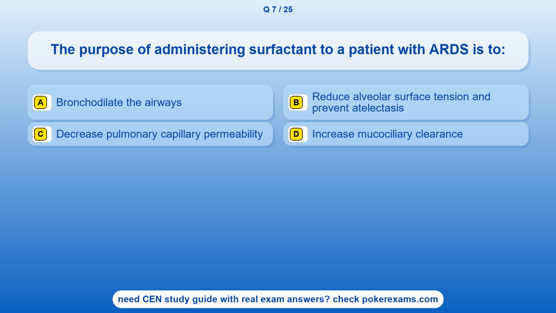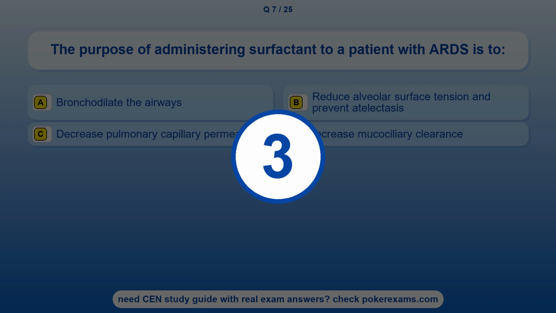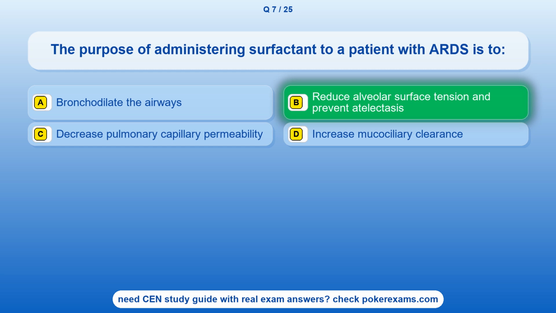Question 7. The purpose of administering surfactant to a patient with ARDS is to: Option A. Bronchodilate the airways. Option B. Reduce alveolar surface tension and prevent atelectasis. Option C. Decrease pulmonary capillary permeability. Option D. Increase mucociliary clearance. The correct answer is option B. Reduce alveolar surface tension and prevent atelectasis.